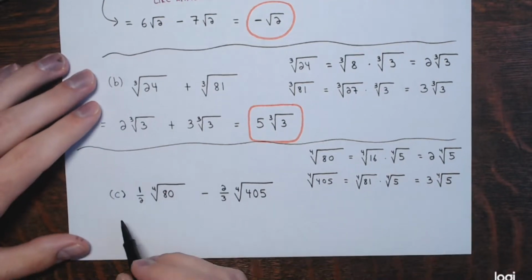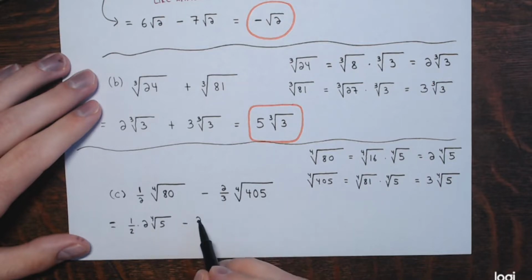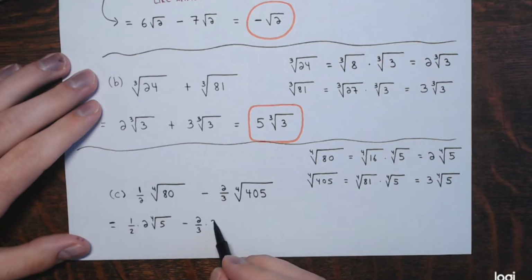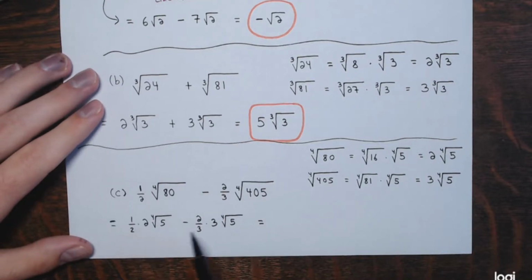Alright, so putting these in, we have 1/2 times the fourth root of 80, which we said was 2 times the fourth root of 5, minus 2/3 times the 4th root of 405, which was 3 times the 4th root of 5. And then simplifying the products here, half of 2 is 1. So this first term is really just 1 times the 4th root of 5. Then we have minus, and then 2/3 times 3. The 3's would cancel. I'd be left with 2 times the 4th root of 5.